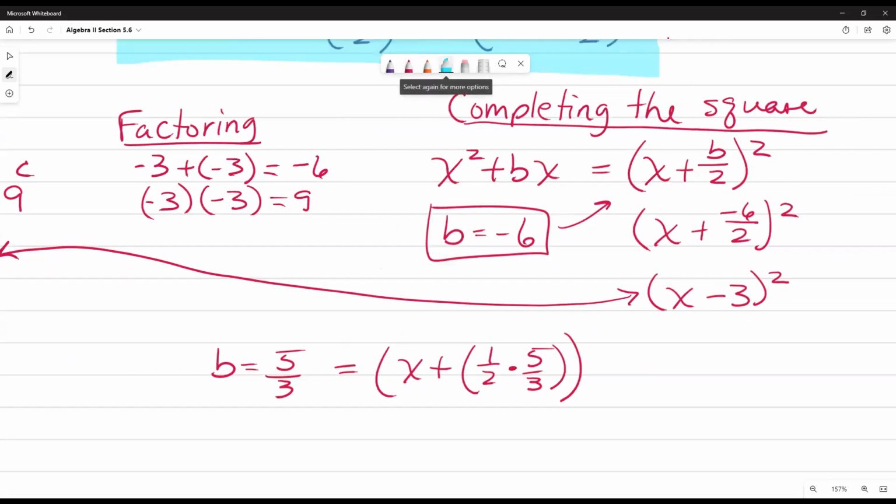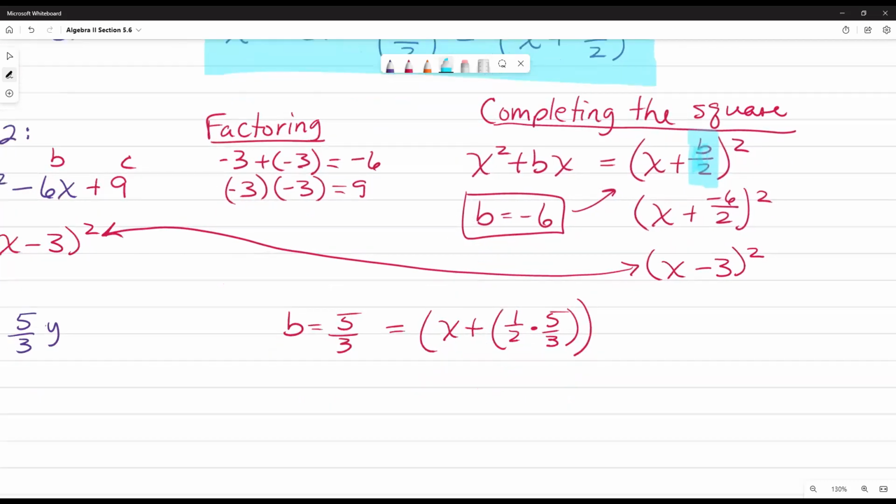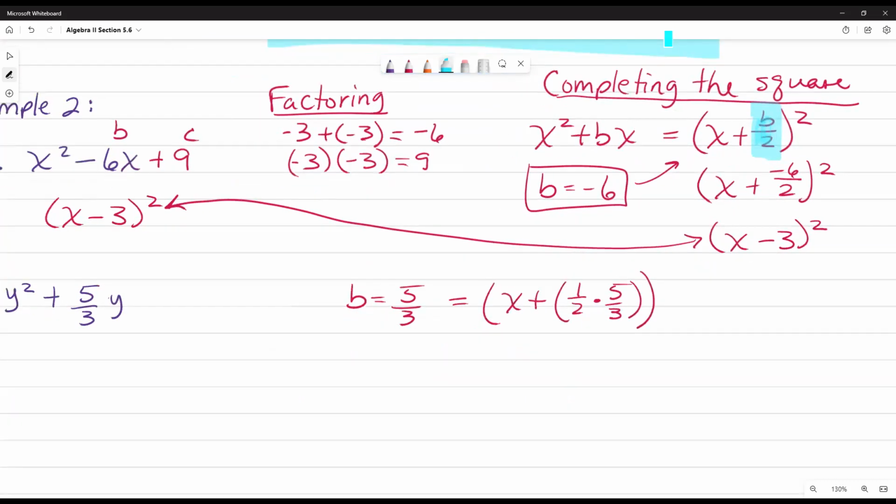That's this, right? Dividing by 2 is the same as multiplying times 1/2. So I'm just taking that dividing, because I don't want to do 5/3 divided by 2. That's crazy. So we just multiply times 1/2. All right, so now we just simplify. Okay, and this is squared. So this will give us our perfect square.